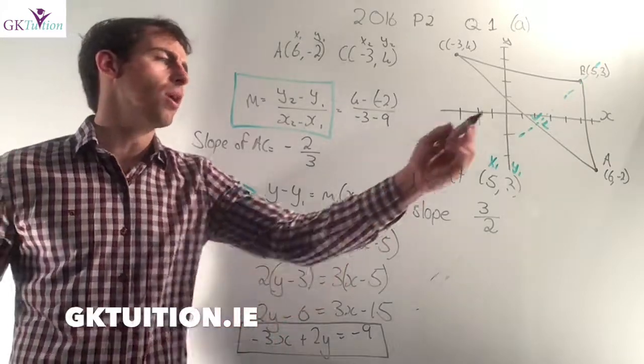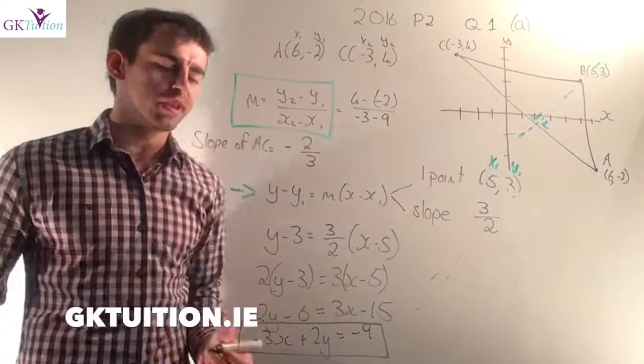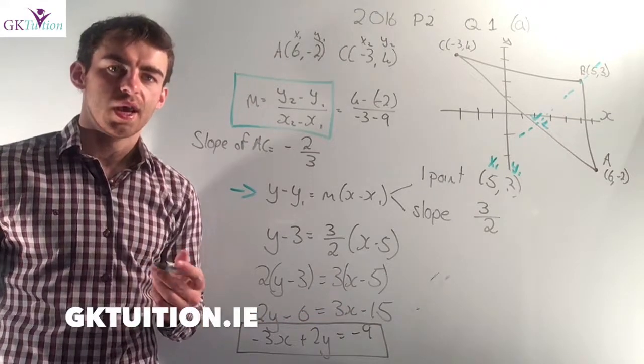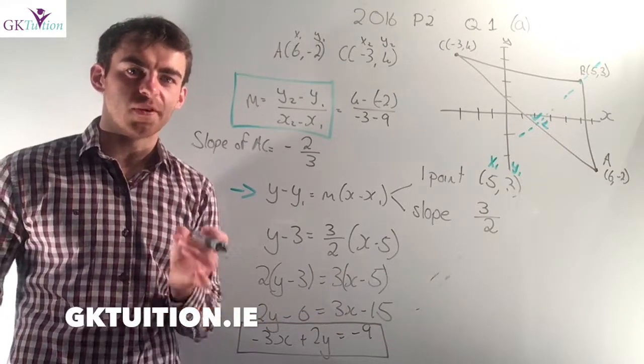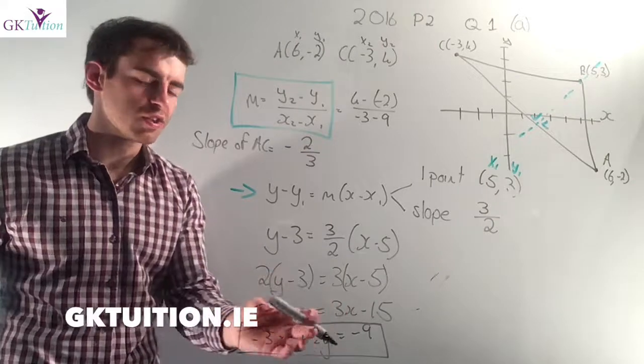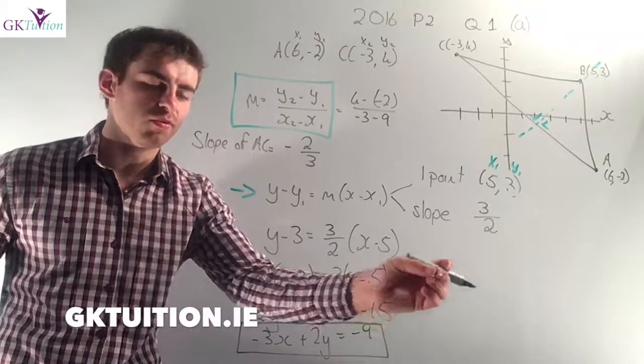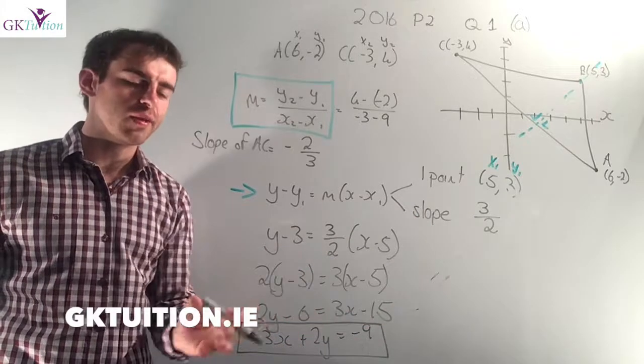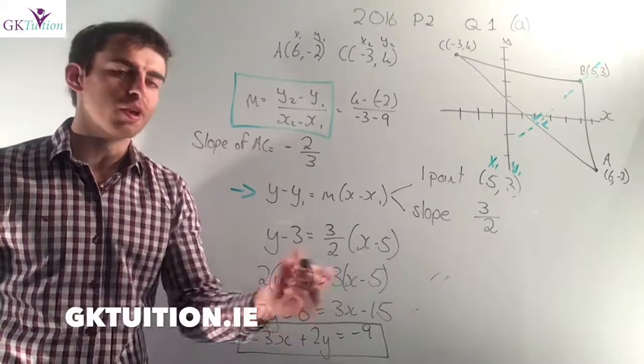And the equation of the line that goes through B and is perpendicular to AC is minus 3x plus 2y equals minus 9. Now, because the question hasn't specified what form to leave it in, it doesn't matter. You could have your x's and y's on the right-hand side. You could have only the y on the left and everything on the right. It doesn't really matter as long as you group your like terms.